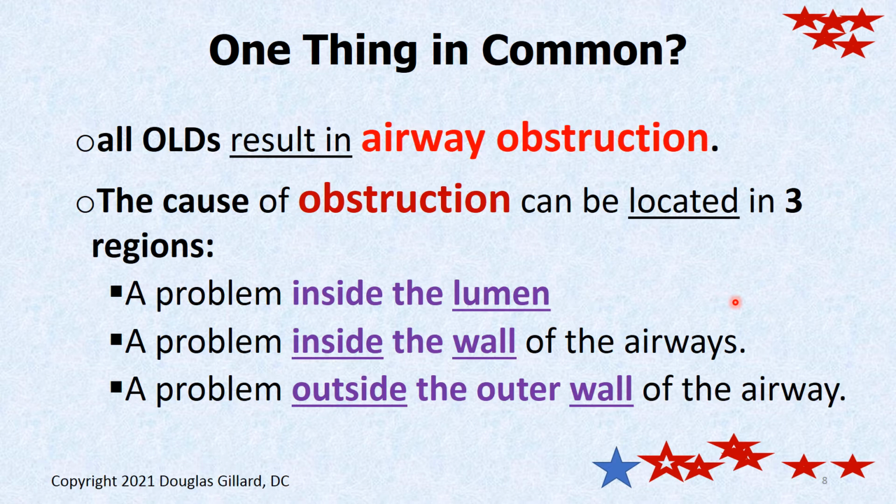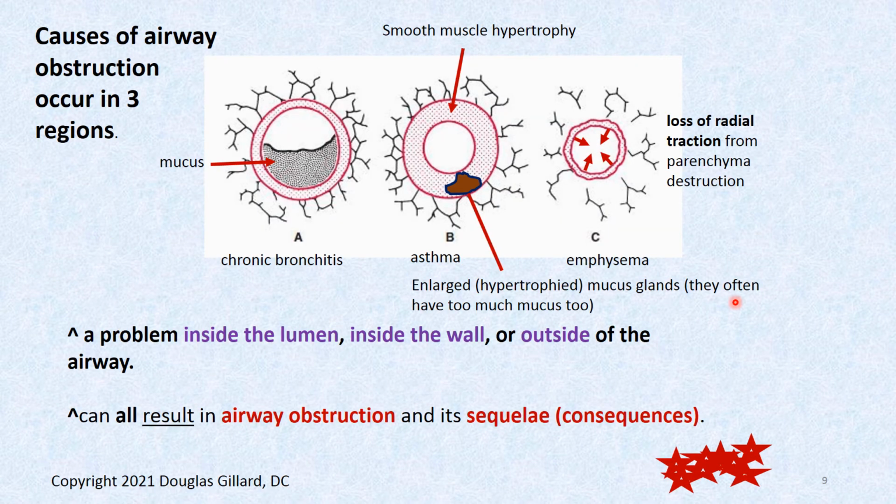If you have an obstruction of the pipe, it's a beaver dam. The causes of these obstructions can be broken down into three categories: a problem inside the lumen, a problem in the wall, and a problem outside the wall. So let's look at these.